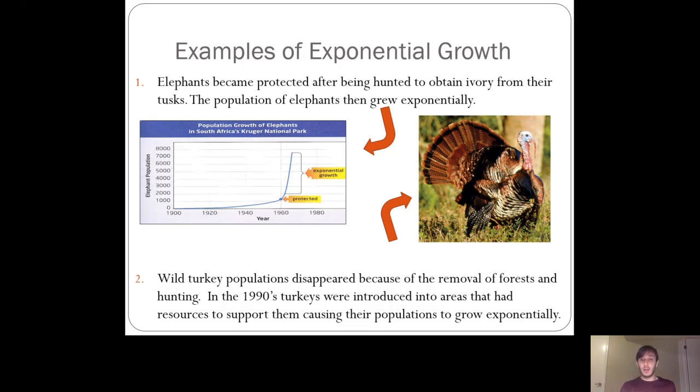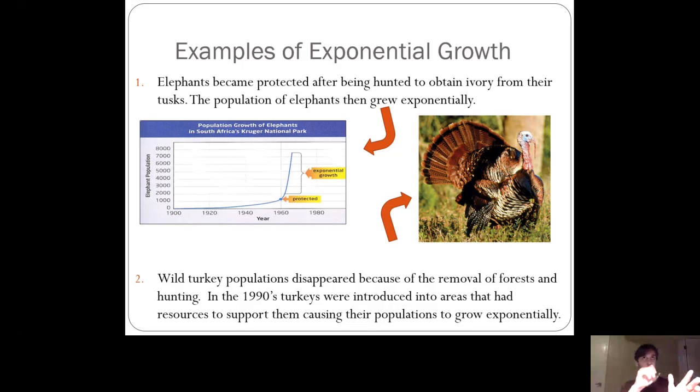So if we look at the graph that's given on this slide, it says population growth of elephants in South Africa's Kruger National Park. Okay, population is on the y-axis. Year is on the x-axis. At 1960, when those protections go in place, in other words, the protections remove something that had been preventing population growth. They remove the poachers that were hunting elephants for their tusks. Okay, you remove that. What happens to the growth of the species? Well, the population spikes almost straight up, and so that backwards J shape that we see on the graph.